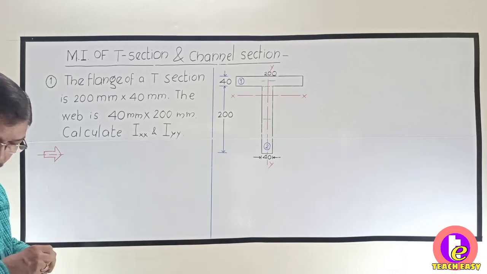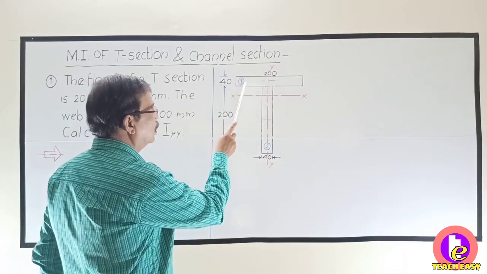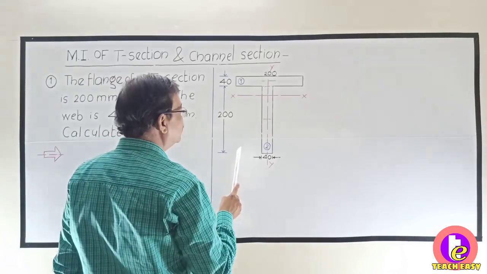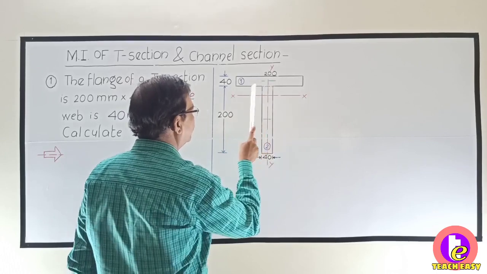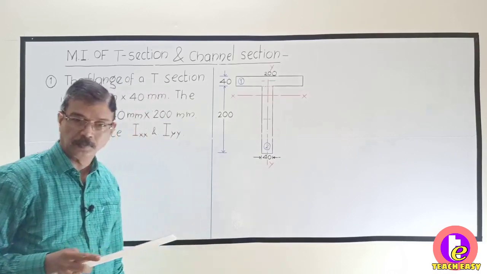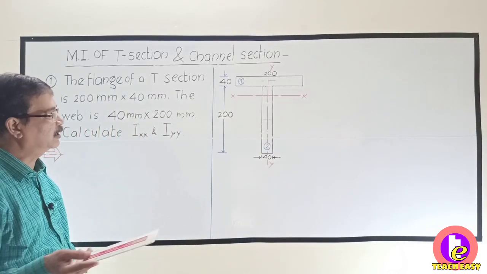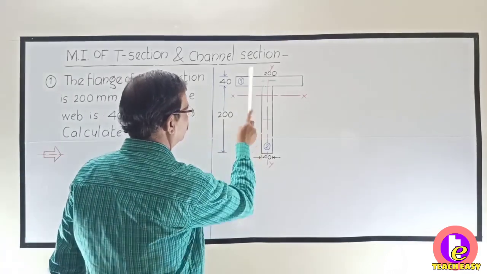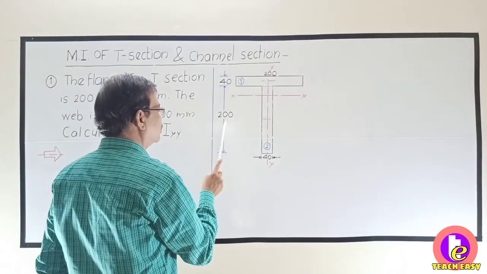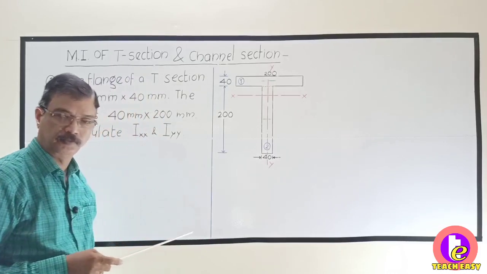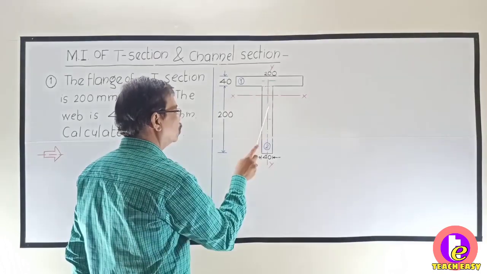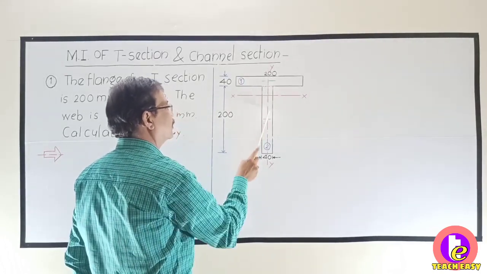For that purpose, I will explain to you. A1 is 200 into 40. Y1, if you take moment at top, Y1 will be 40 by 2, that is 20. It is not necessary to calculate X bar. X bar is known to us, 200 by 2. Second part, what is A2? Again it is 200 into 40. And what is Y2? This distance is 200 by 2 plus 40, that is 140.